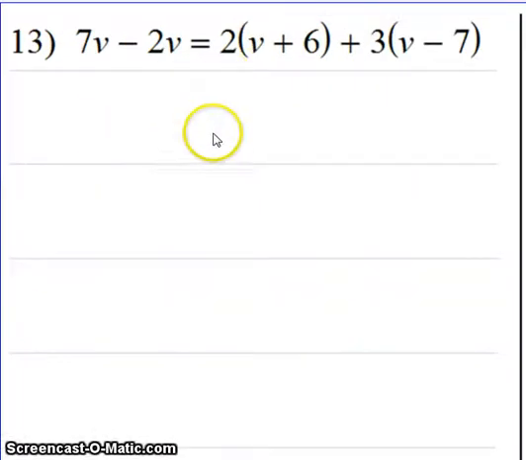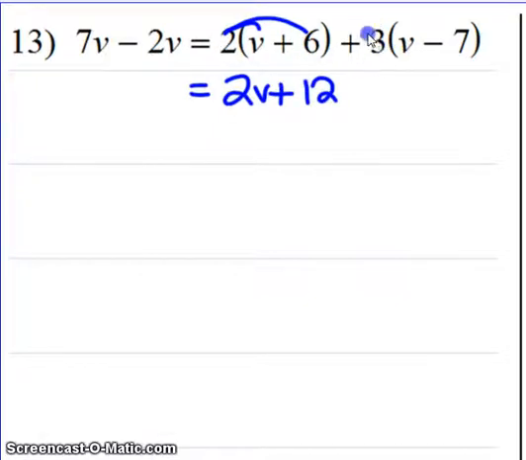All right, our last and final example is pretty involved here. We have 2 sets of parentheses. So again, we need to distribute first. We have to get rid of those parentheses in the beginning. I'm going to distribute the 2 into this set of parentheses. 2 times v is 2v plus 2 times 6, which is 12.